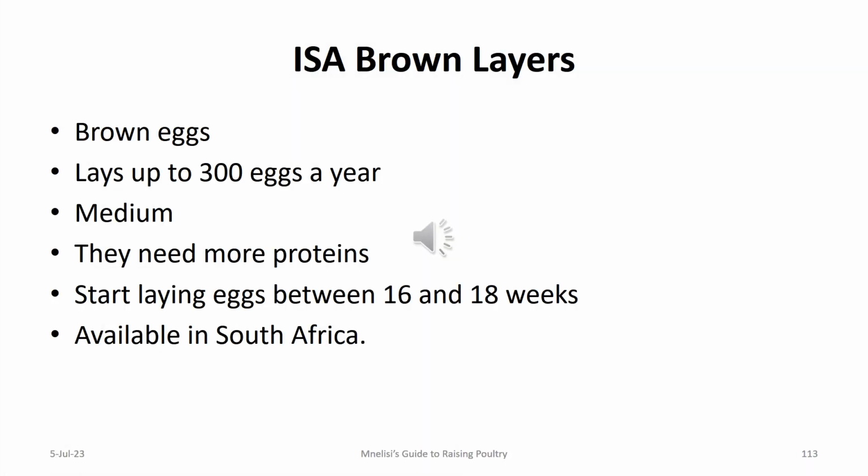Isa Brown layers. This is a brown egg layer. It lays up to 300 medium eggs a year. It needs more protein in the diet. It will start laying between 16 and 18 weeks. It is also available in South Africa.